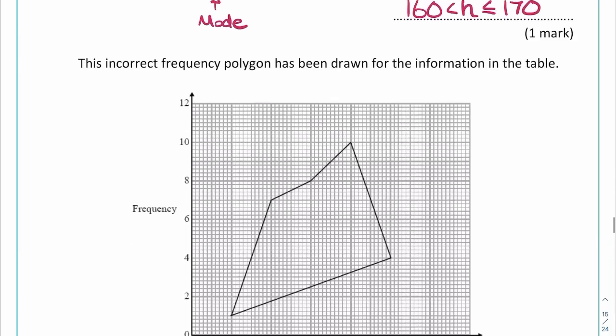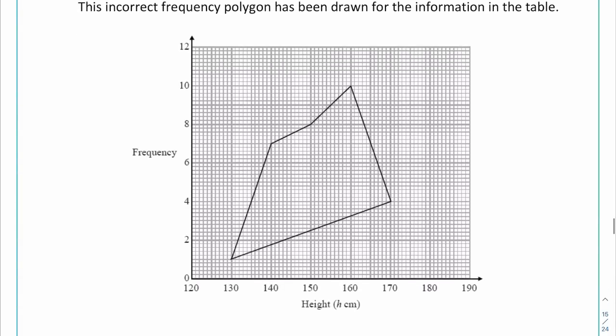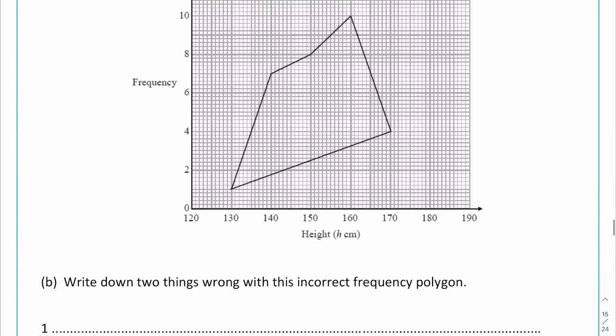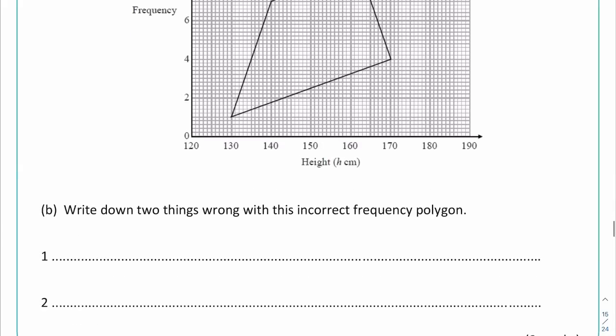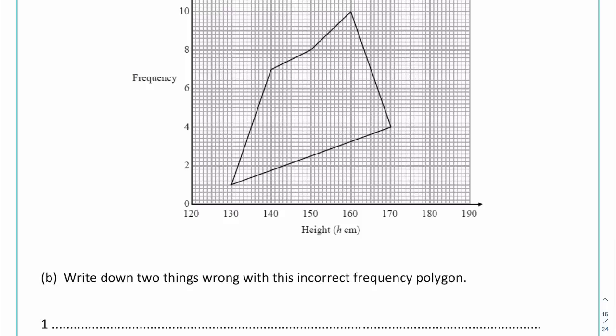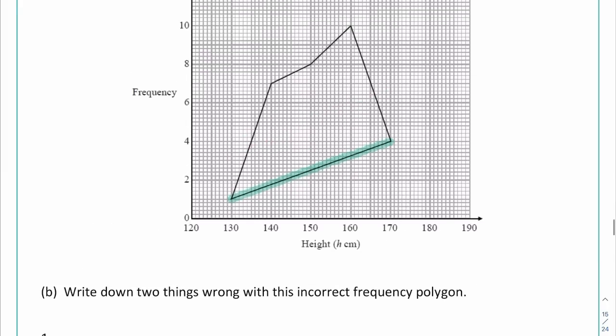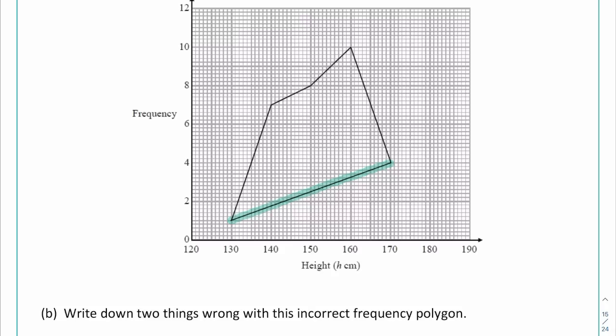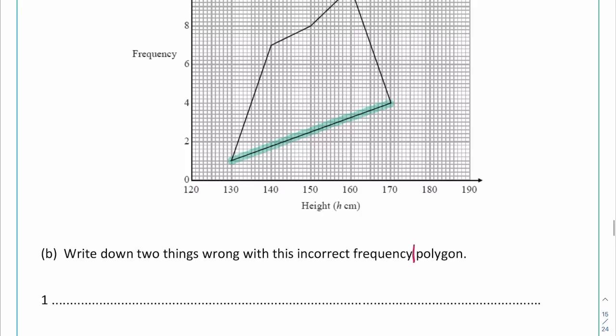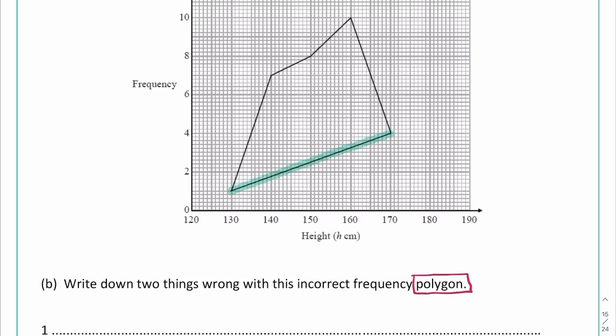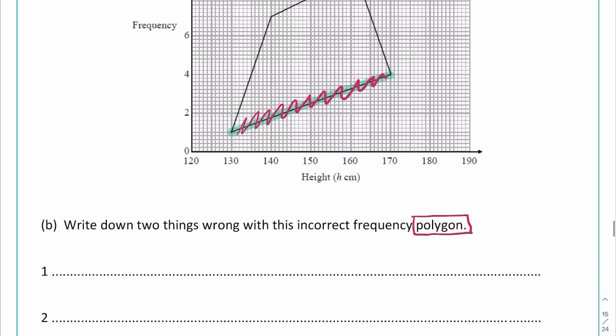For part B here, there's been a frequency polygon that's been drawn incorrectly. It says right there, this incorrect frequency polygon has been drawn. Write down 2 things that are wrong with it. Now straight away, the thing that I can see immediately that's wrong is this particular line here. When you draw a frequency polygon, there's only a couple of rules. You plot on the midpoint and against the frequency. So it's very difficult to actually draw it incorrectly, but this is quite a common one here where people join it up. And you can imagine why, because the word says polygon. We know that a polygon is a shape, and a shape doesn't normally have a gap. But in terms of a frequency polygon, it does. This particular line is not drawn, which is a very annoying piece of language there, but that should not be there.